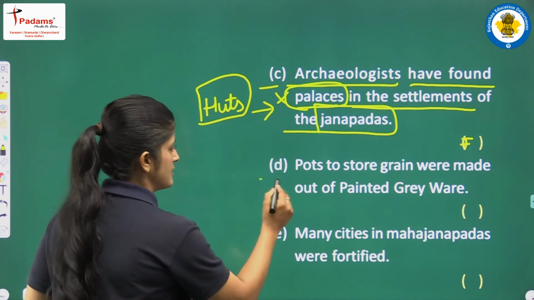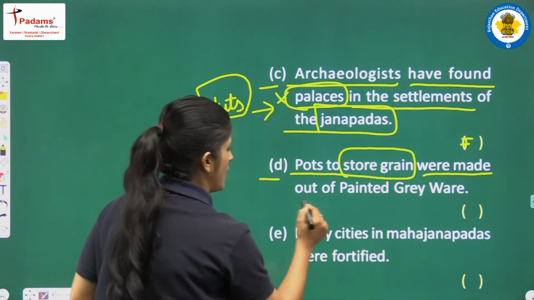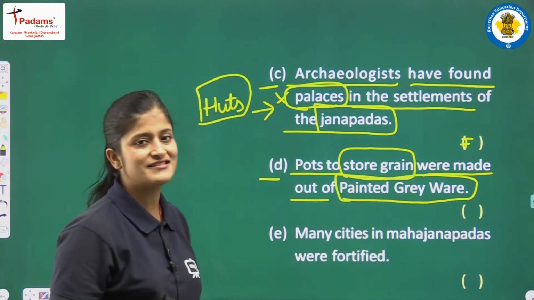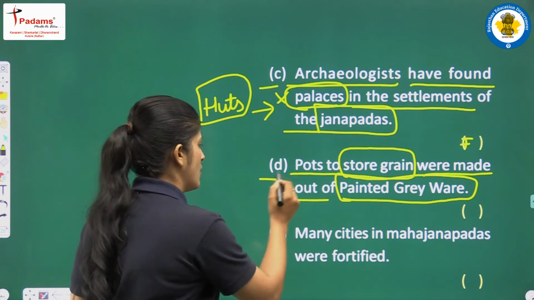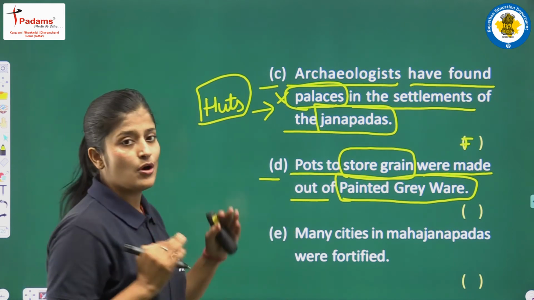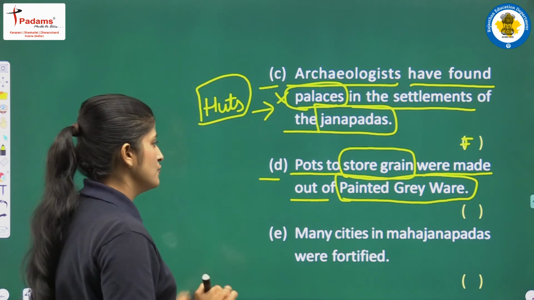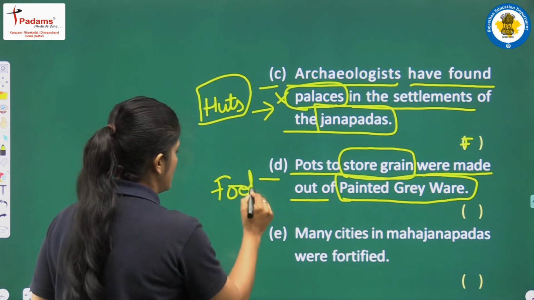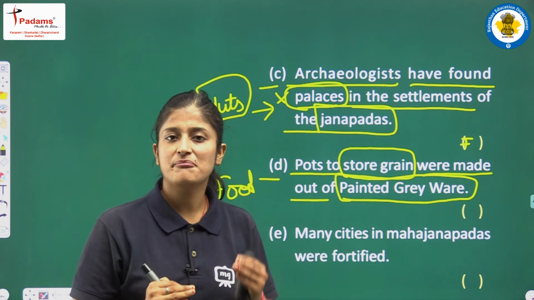The next statement is pots to store grain were made out of painted gravel. No, my dear students, it is also a wrong statement, because pots were made of earthen clay and they were used to serve food on some special occasion to important people.